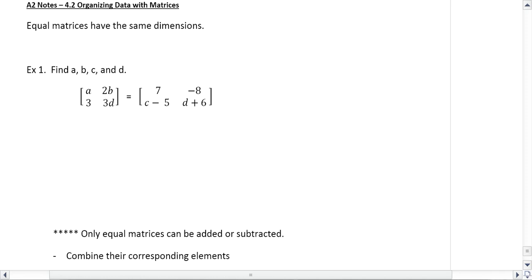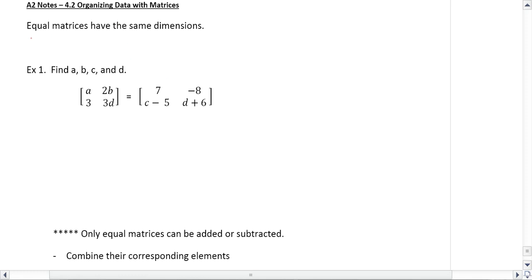This video is for Algebra 2, Chapter 4, Section 2, Organizing Data with Matrices. So in Section 1 we got an introduction to matrices, so today we're going to do a little more with them. We're going to learn how to add them and about their dimensions.